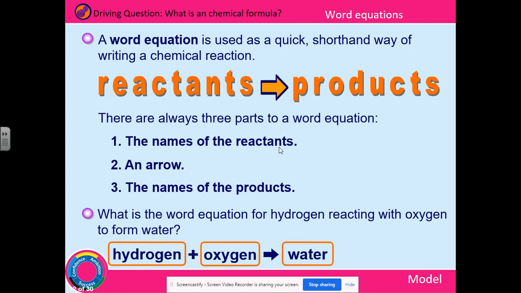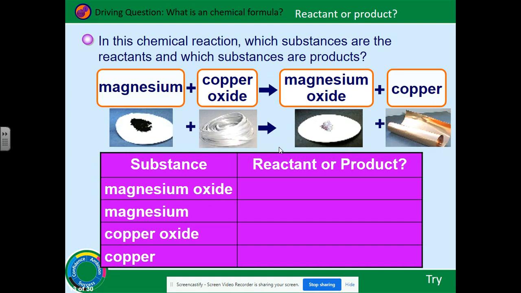Hydrogen plus oxygen equals water. So the two reactants were hydrogen and oxygen, and the product was water. In this chemical reaction, which substances are reactants and which substances are products? This is a simple chemical equation that you will look at further on in your school life.